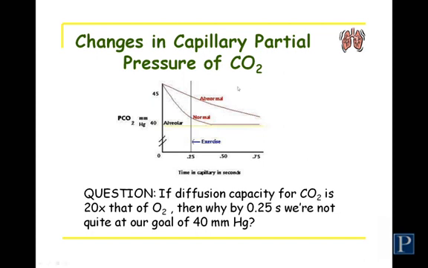We're going to see some little difference here. So normal conditions here: a heart rate of 80 beats per minute, you're spending about 0.75 seconds in the capillary. We're down to that 40 millimeters of mercury that we should have by the time we leave the lungs. In exercise, about 240 beats per minute, you're not quite there. The question is, if the diffusing capacity for CO2 is so much greater than oxygen, then why are we not at our goal of 40 millimeters of mercury when you spend much less time in the capillaries? Well, it's going to come down to how carbon dioxide is transported.